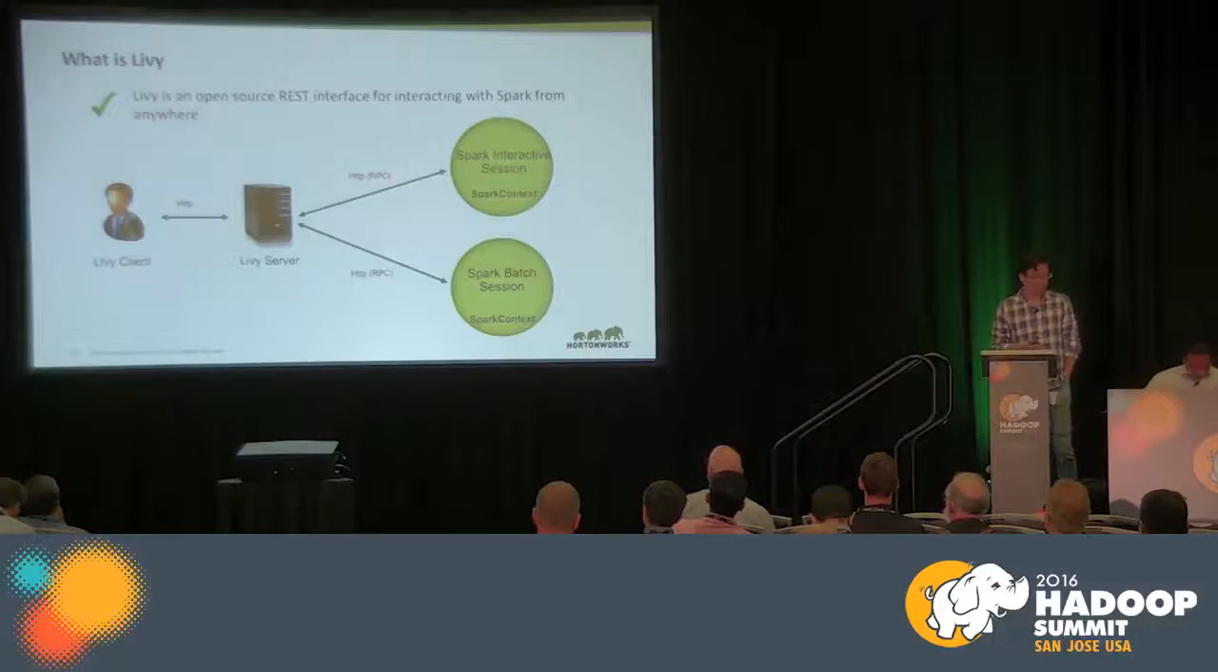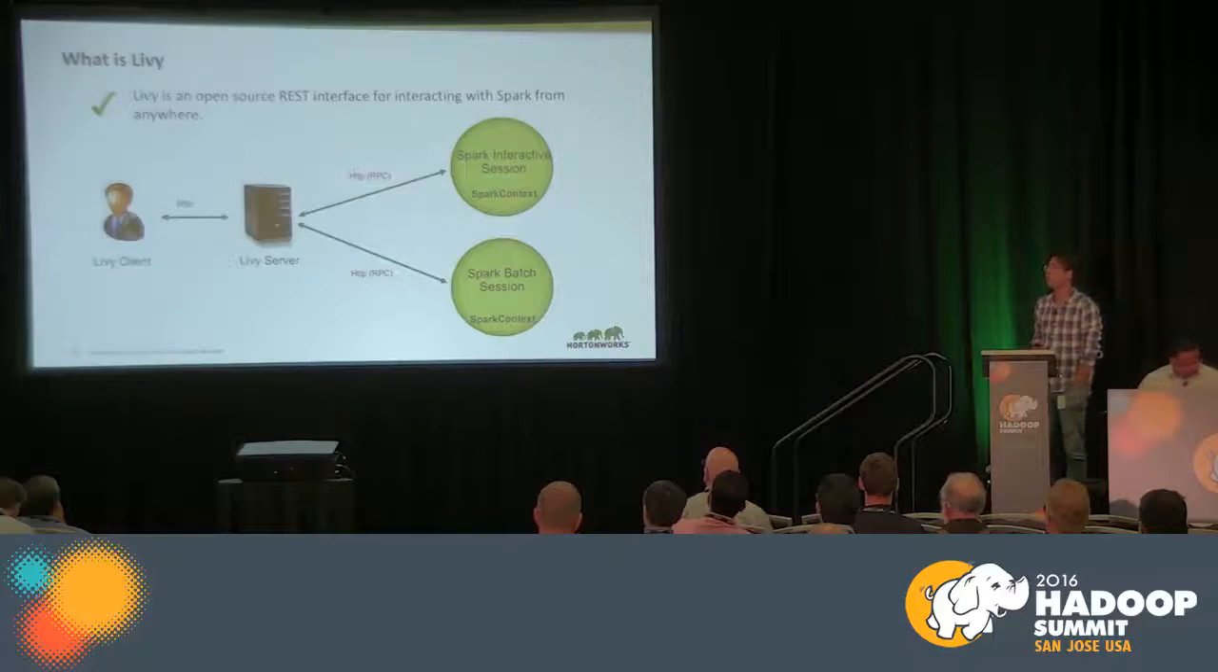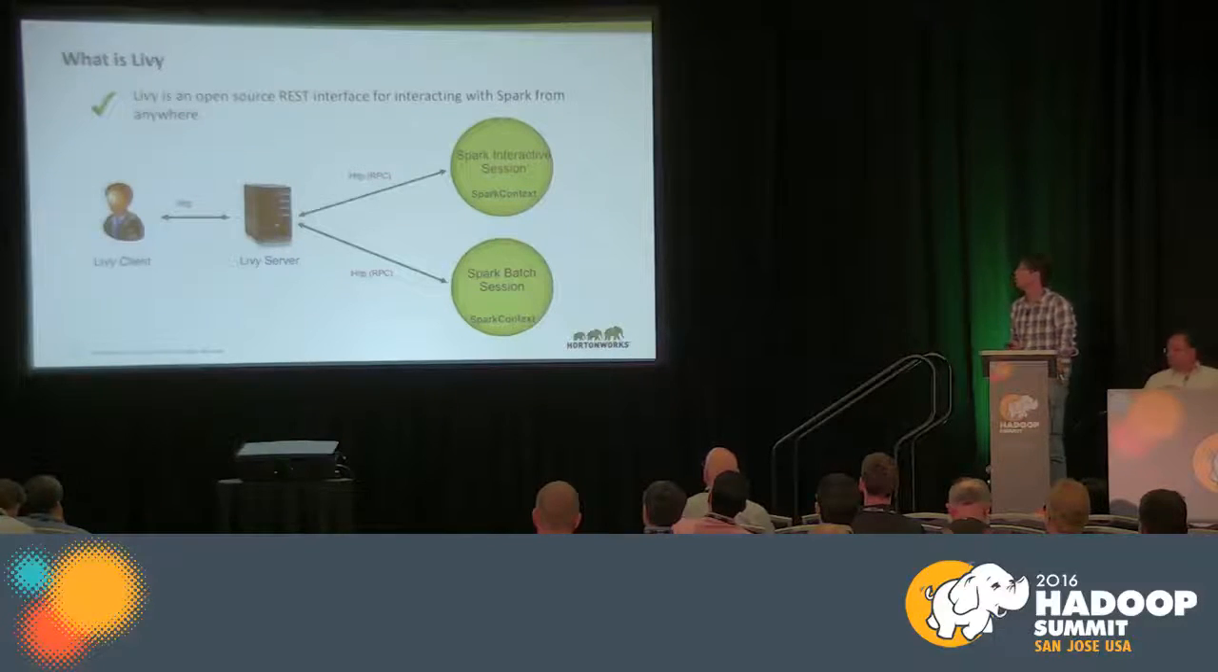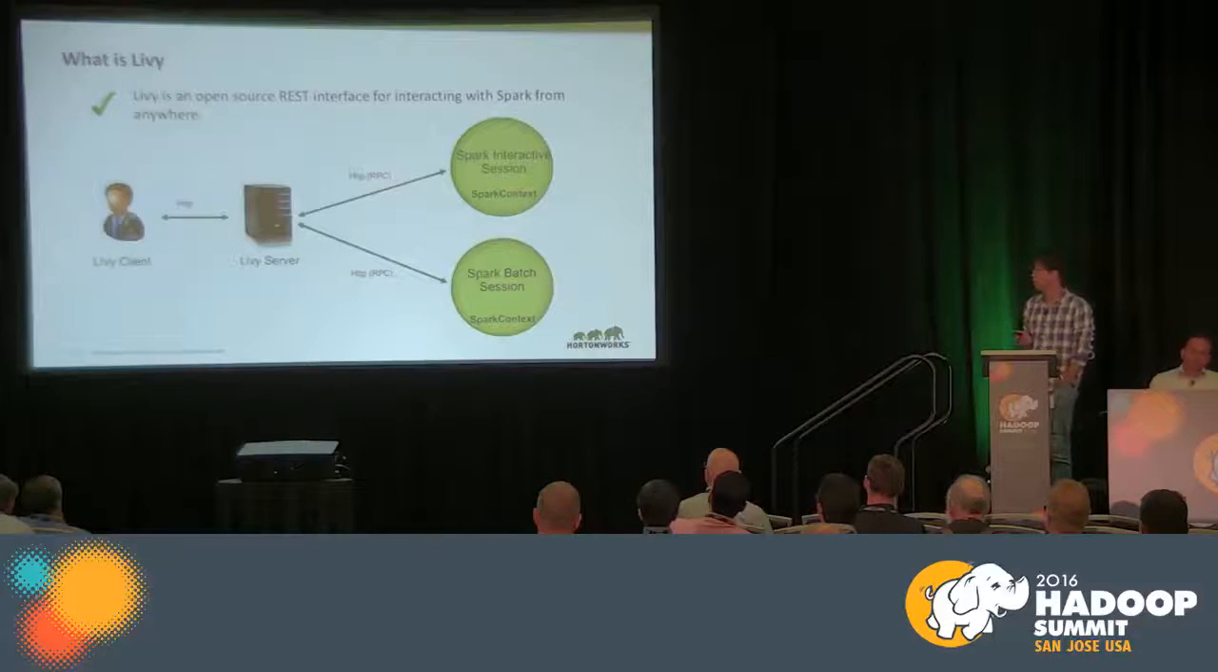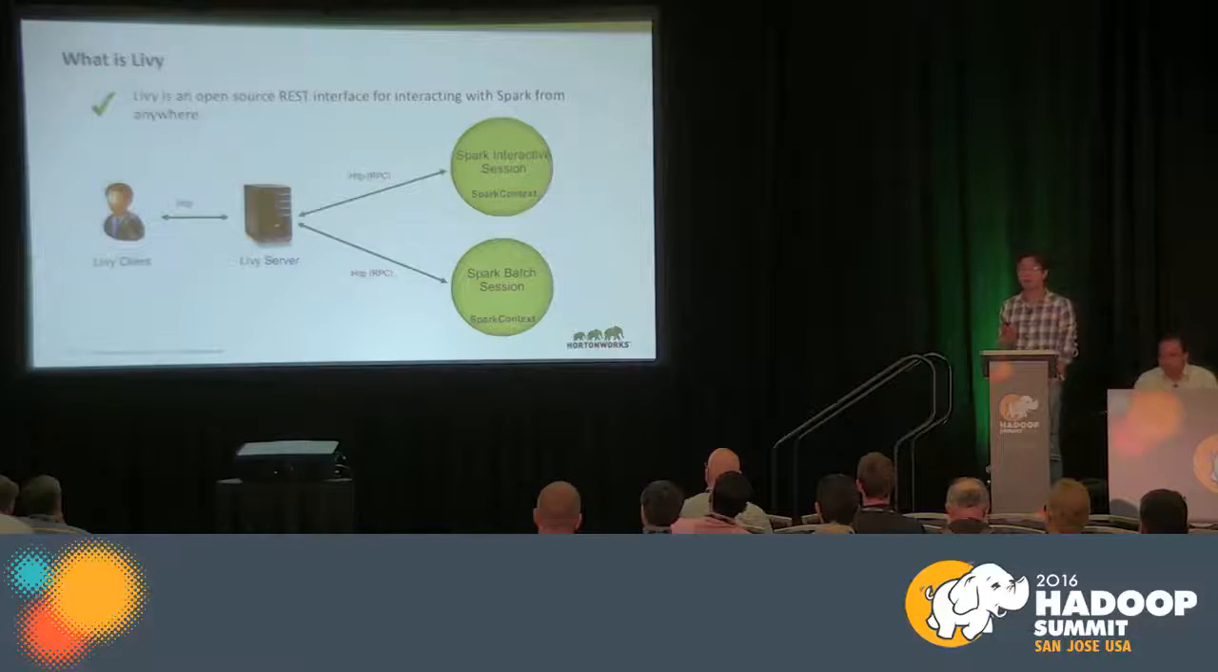So what is Livy? Livy is an open source REST interface for interacting with Spark from anywhere. So here is a diagram of the overall architecture of Livy. In this diagram, you can see that it has three layers. On the most left is the Livy client. In the middle is the Livy server. The Livy client communicates with the Livy server using REST API. That means they communicate with each other using the HTTP protocol.